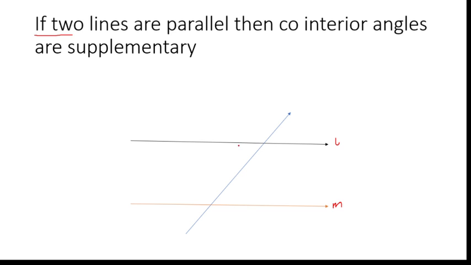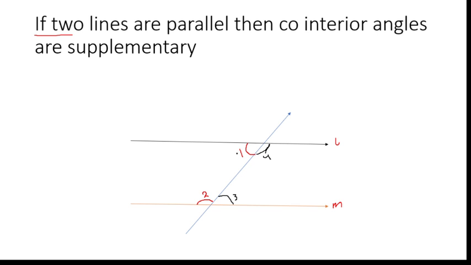There are two pairs of co-interior angles. Let's suppose this is our angle 1 and this is our angle 2. We can say that these two angles are co-interior to each other. Angle 1 is co-interior to angle 2. And also angle 3 and angle 4 are co-interior. Let's suppose this is our angle 3 and this is our angle 4. These two angles are also co-interior.